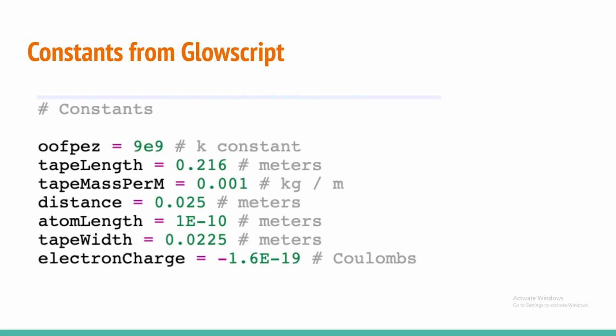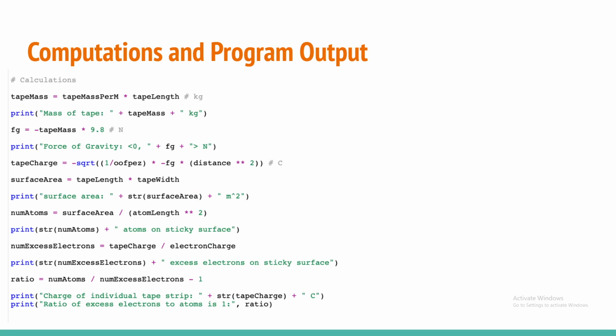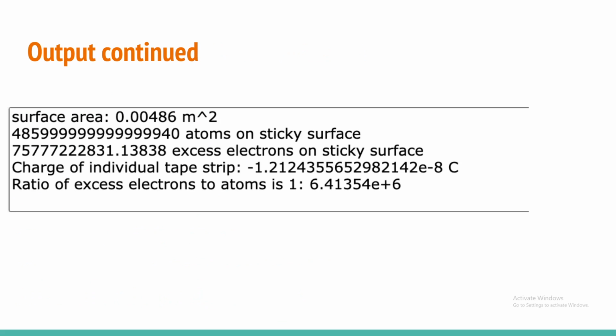And so I just copied over the constants from my recorded values, like the tape length, the tape mass per meter, the distance, atom length, the tape width, and the electron charge. The reason I did this is in case I ever wanted to change any of the values, it would just change in the calculations itself, so that I don't have to redo everything by hand. I copied over the same calculations from the previous slides onto Glowscript, and I added print statements so that when I run the program, I can see all the information in a neat manner.